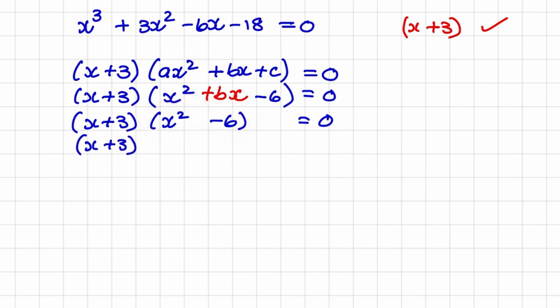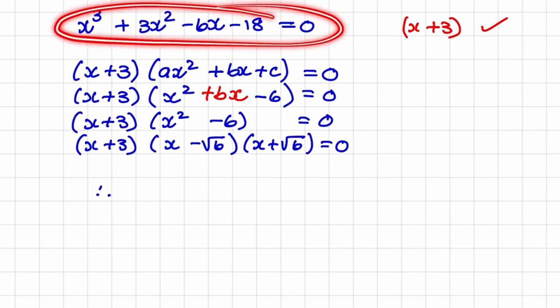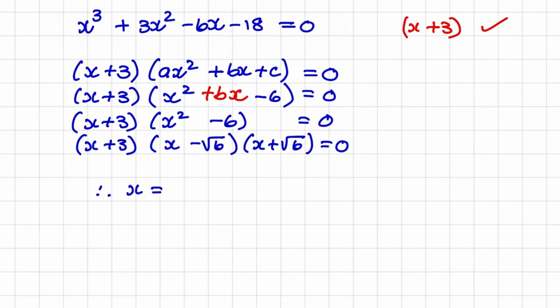Now I look whether or not I can factorize the second bracket. And I can if I say x minus the square root of 6 times x plus the square root of 6. Therefore, the values of x that will satisfy this equation would be x equal to negative 3, or x equals the square root of 6, or x equals negative the square root of 6.